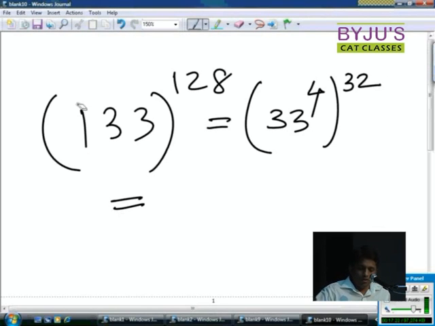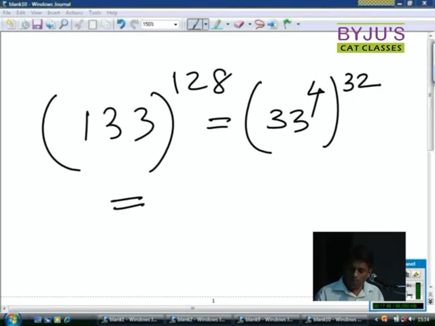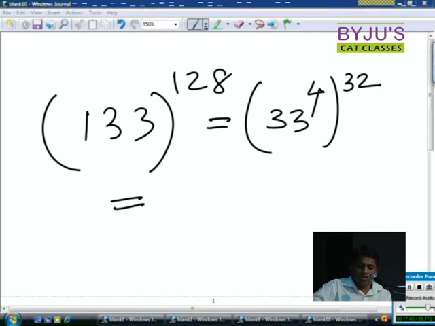33 only, right, for this question. Okay, so what's the answer? Very easy, right? What is 33 raised to 4? It's 33 square into 33 square. What is 33 square? It will be equal to that of 17 square. 17 square is 89. What is 89 into 89? It will be equal to that of 11 square, which is 21. 21 raised to 32 is 1 and 2 into 2 is 4.